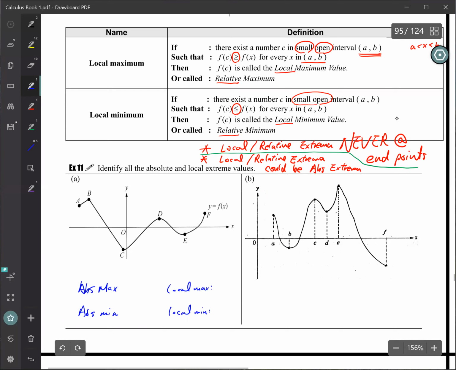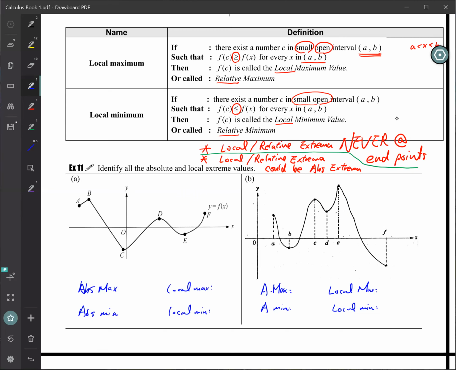For local, it could be the same as the absolute, right? Yeah, it could be the same. So you need to remember the definition, how we find them. Then you know whether it's a local or absolute.